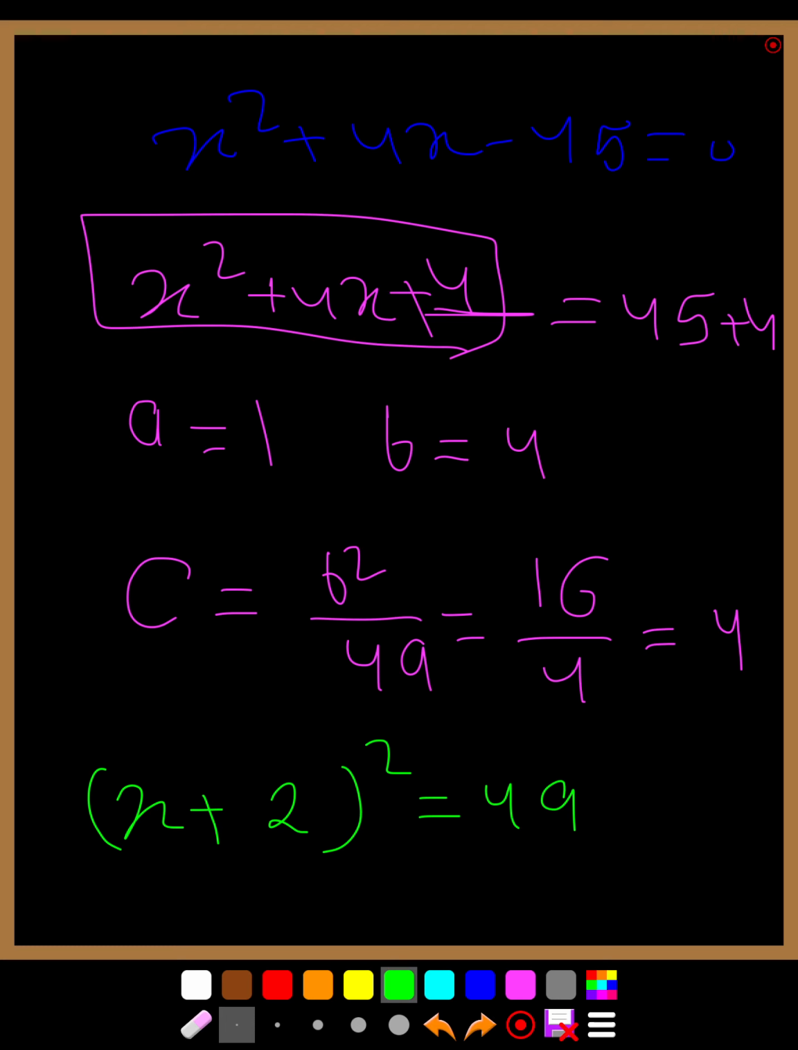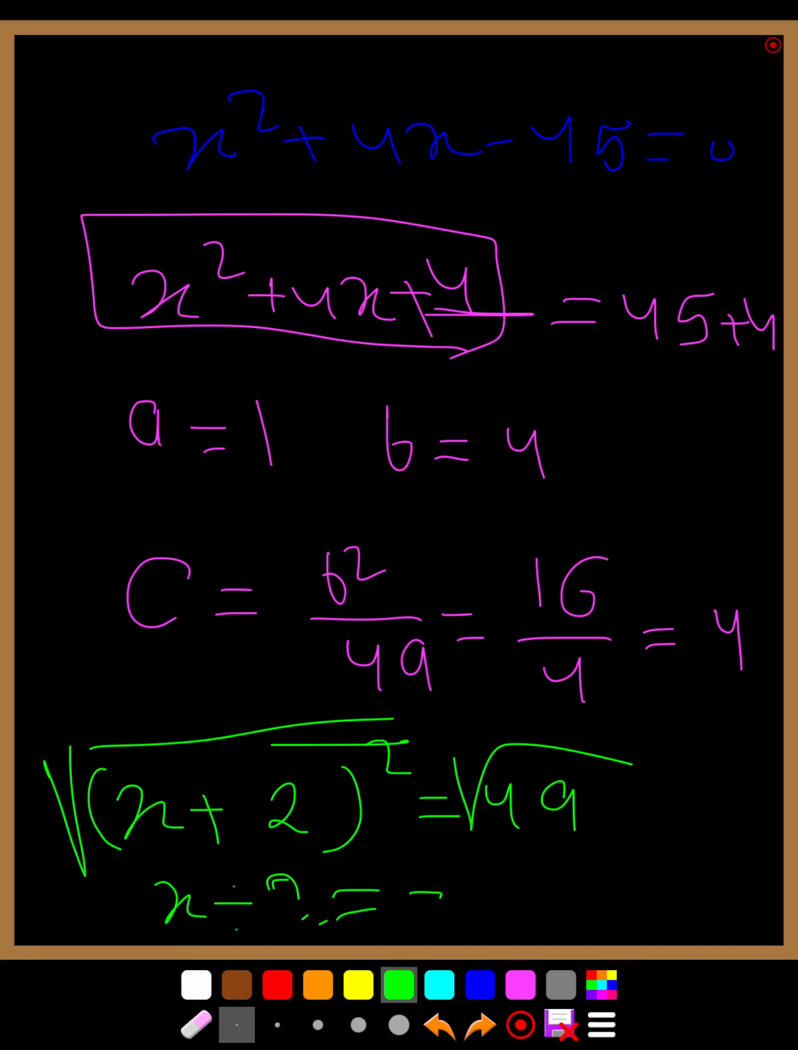Take the root for both sides to cancel the power, so that x plus 2 equals positive or negative 7. I let you solve this one. I hope this one is clear. After you solve these two equations, you will find the roots: minus 9 and 5.